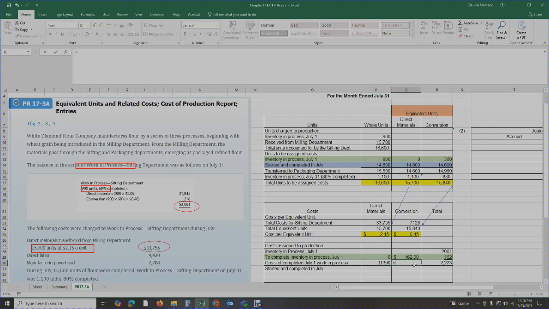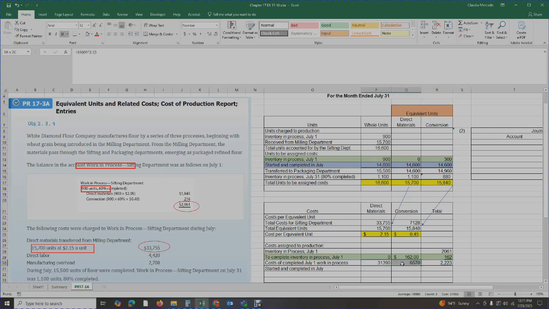Okay, we're going to do the same thing for my conversion. For your conversion, we have 360 units. Okay, I'm sorry. For my conversion, I've got 14,600. We're looking at the started and completed in July. We've got 14,600, and my rate is 0.45. So that gives me 6,570. Okay, so my total that I've spent on the goods that I started and completed in July is 37,960. Okay, so we're going to add those together.